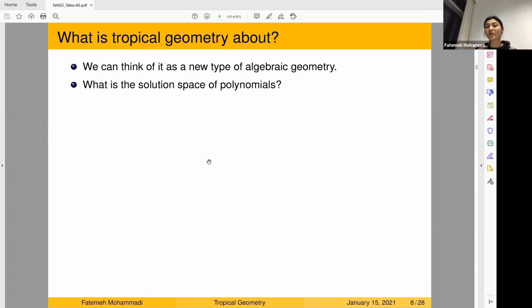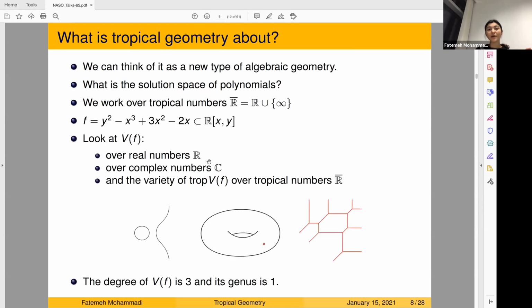So here we would do the same. When you want to do algebra, you want to look at the polynomials and the solution space of the polynomial. Here it is just the same, but we want to change the solution space. And instead of looking at real solutions or complex solutions, we're going to look at the solutions over so-called tropical semi-rings.